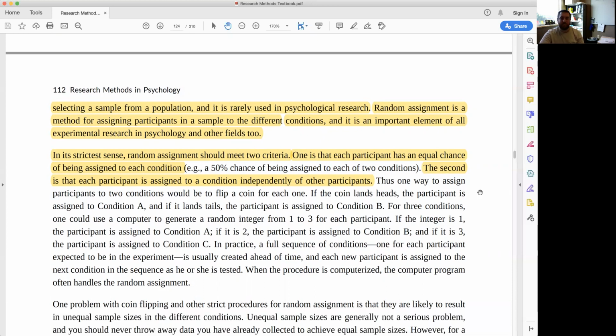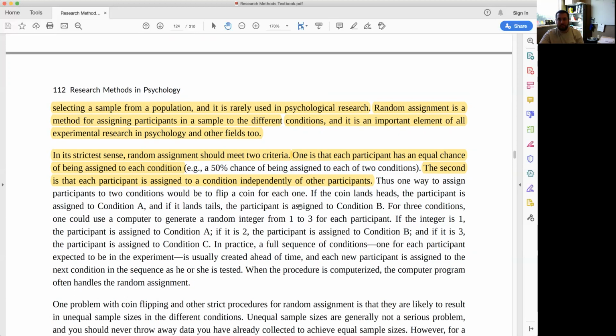So what that means is that you can't have 2 people show up and say, all right, you're going to go into A, you're going to go into B because they showed up together, right? You need to make sure that it is independent. And so however you do that is kind of up to you. Flipping a coin is a possibility.